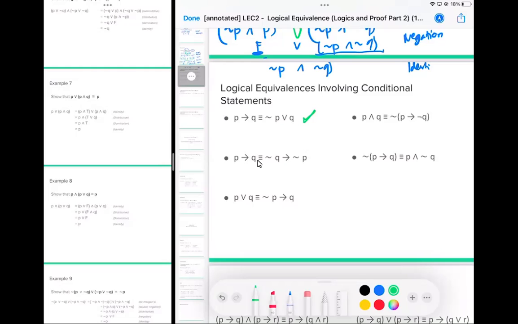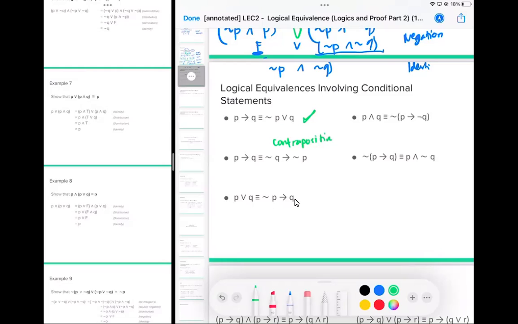P implies Q is logically equivalent to not Q implies not P. So this is the contrapositive. Okay, contrapositive. We have P implies Q is logically equivalent to not Q implies not P. What else? This is also logically equivalent: you have P or Q and not P implies Q.